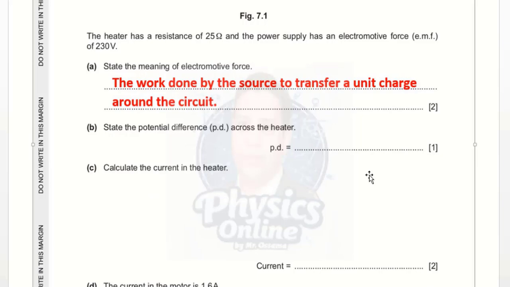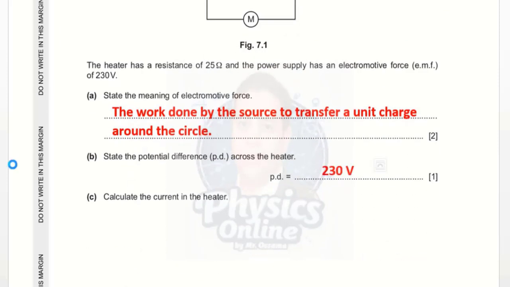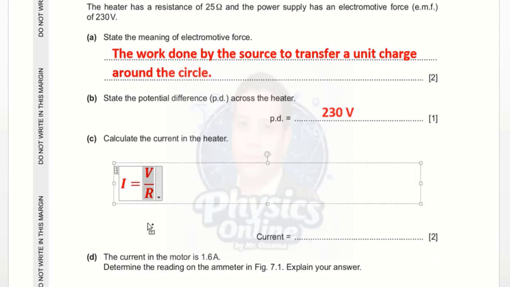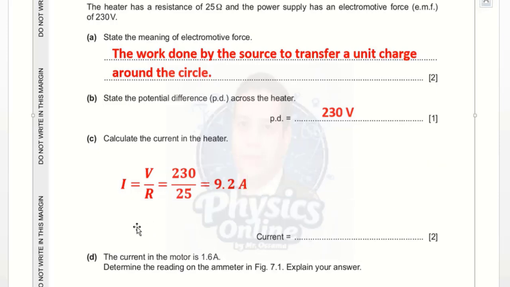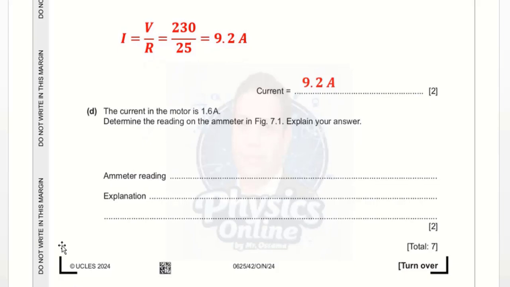State the potential difference across the heater. The potential difference across the heater is the same as the motor, is the same as the EMF, because all of them are in parallel, so it's the same 230 volt. Calculate the current in the heater. Current I equals V over R. V equals 230 and resistance 25, equals 9.2, and the unit ampere. Final answer 9.2 ampere. The current in the motor is 1.6 ampere.